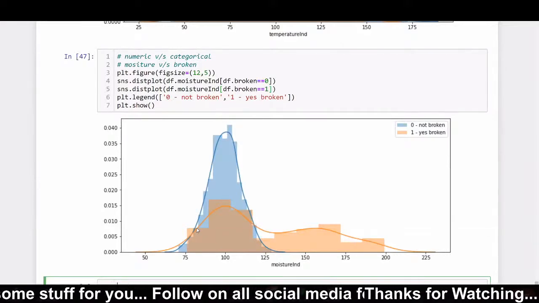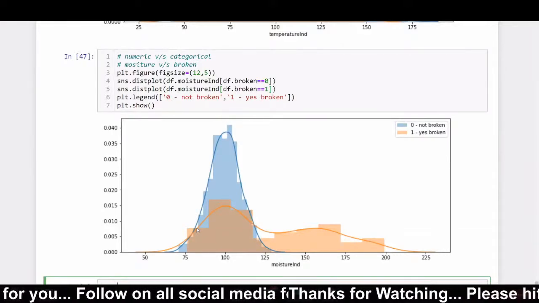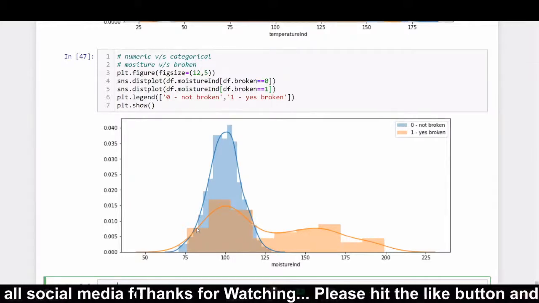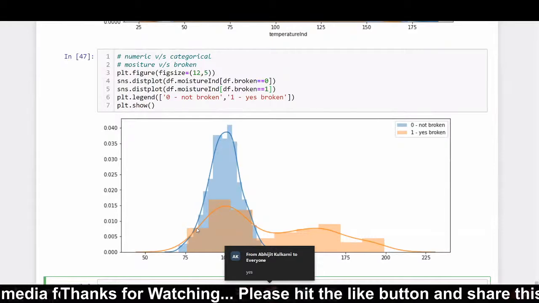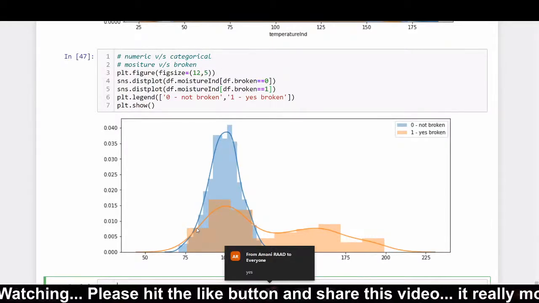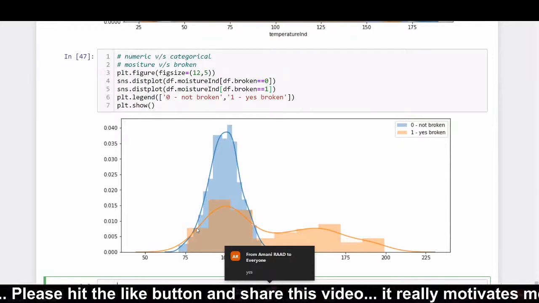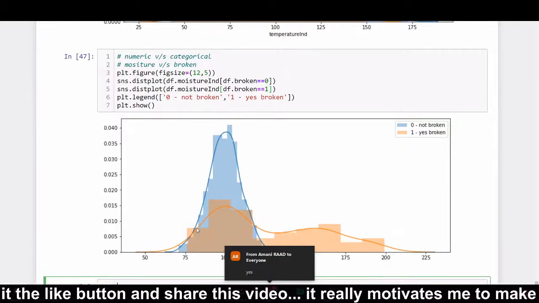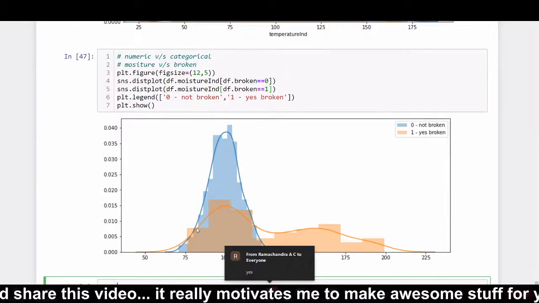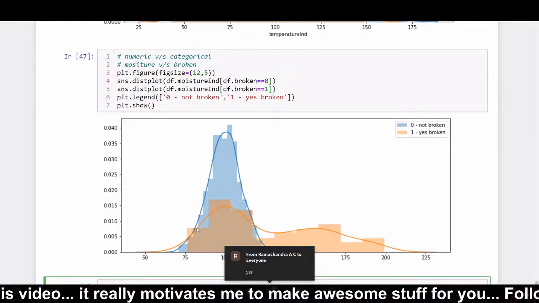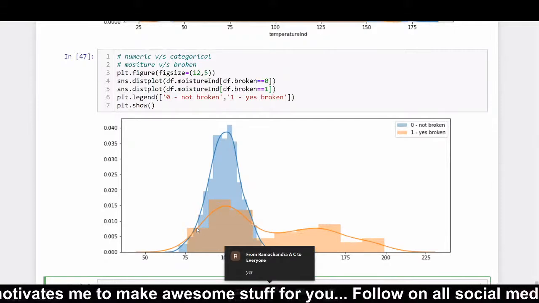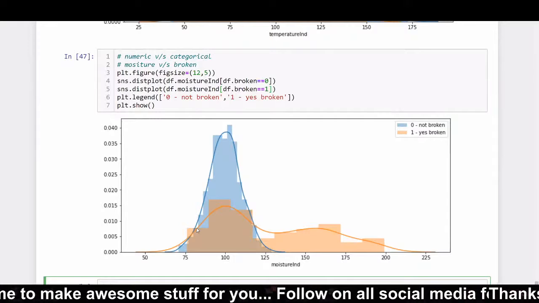Are we all good so far? So moisture seems to be an impacting factor. I hope all of you agree on that point. Moisture seems to be an impacting factor and an important attribute to say why machines are getting damaged.